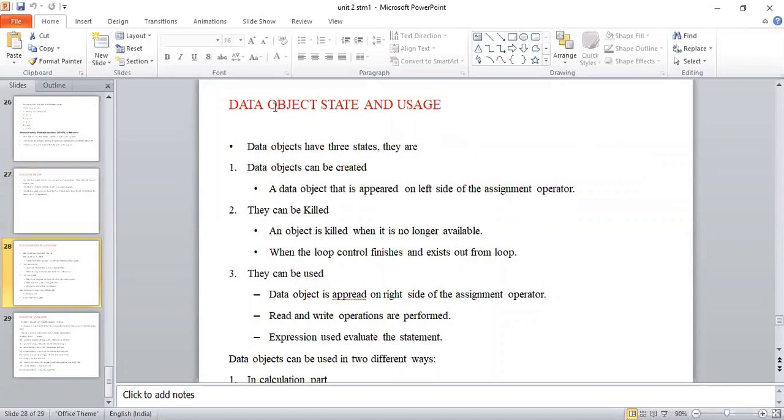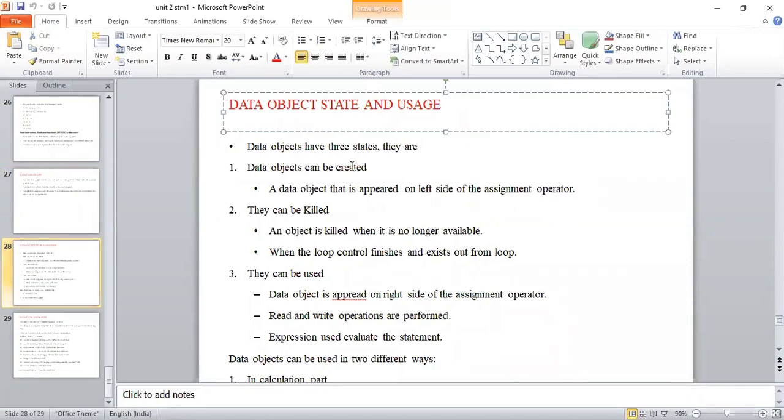The next one is data object states and usage. What are the data object states and usage? What are the different object states used in the data objects, and how are they used?